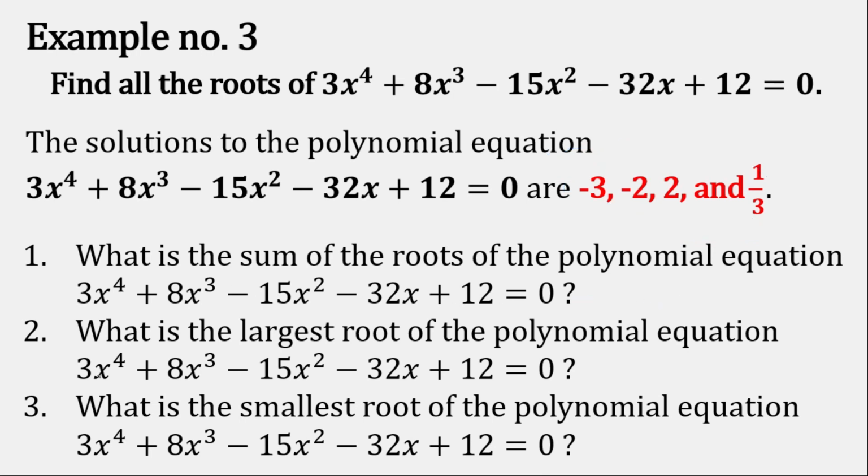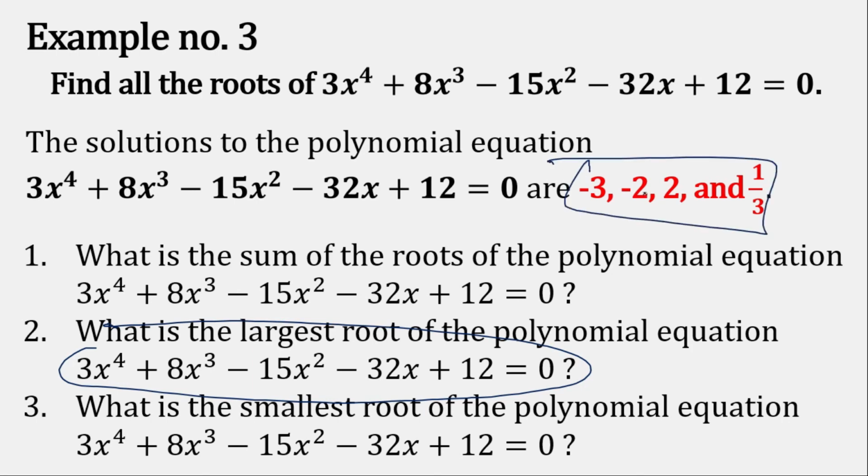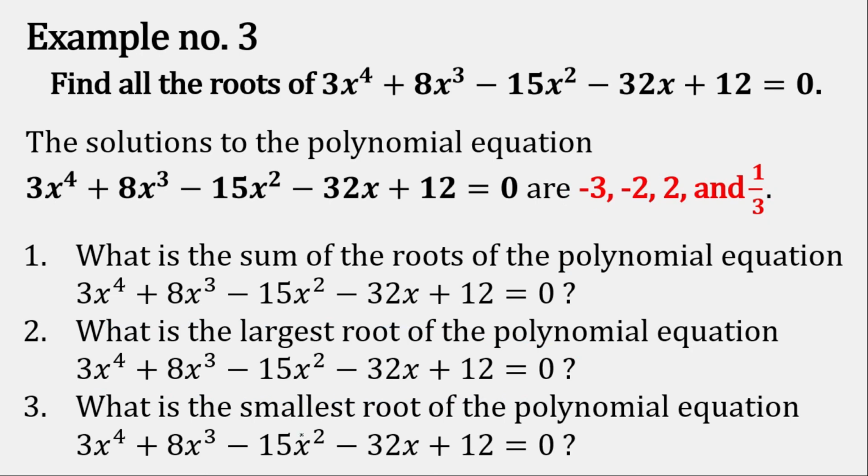Then what is the largest root? So meaning you could just get the roots of it first. These are the answers. And check what is the largest root. The largest root is 2. Then what is the smallest root? So in this case, the smallest root is negative 3. So that's how you answer this type of question.